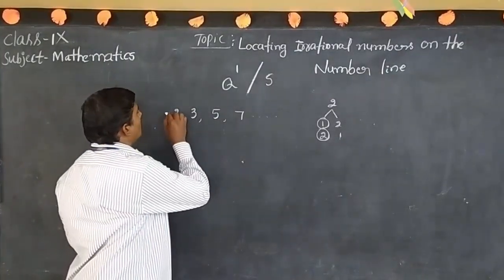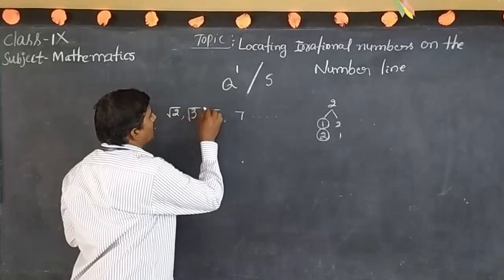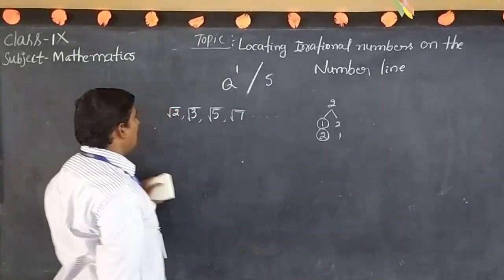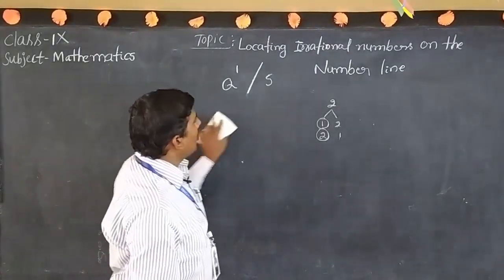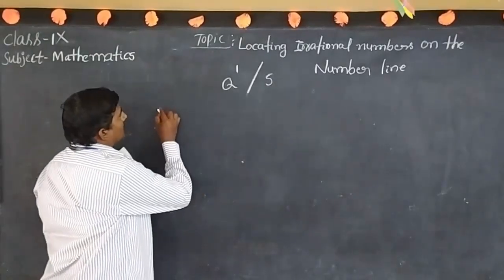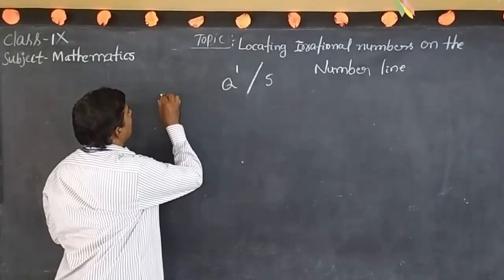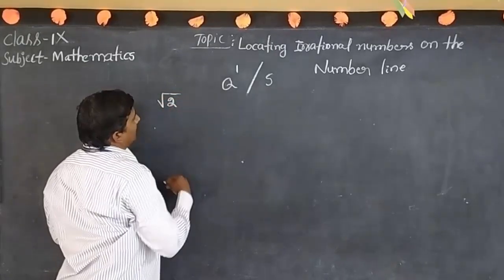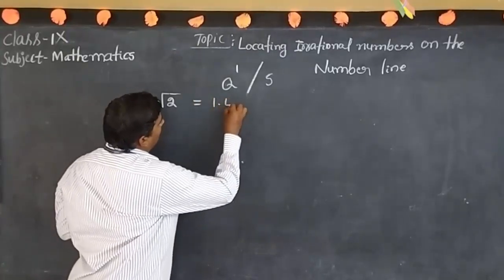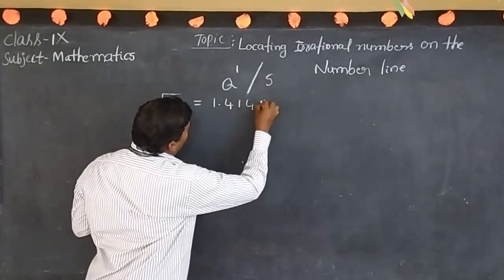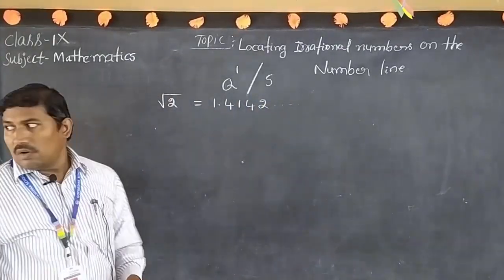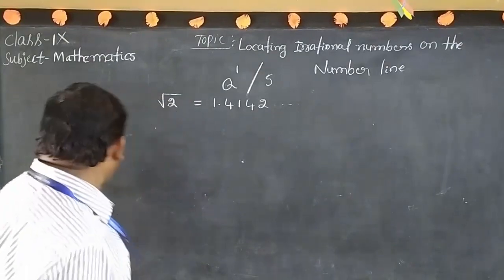These numbers we should show in square root. These are irrational numbers. For example, root 2 is an irrational number. Okay, root 2 is equal to 1.4142 and so on. Root 2 value we should show by locating on the number line.